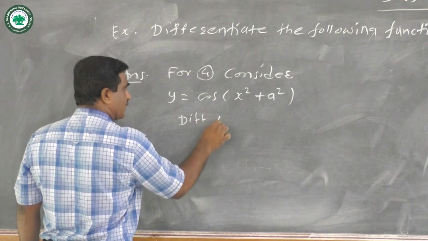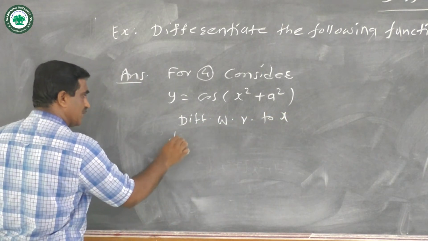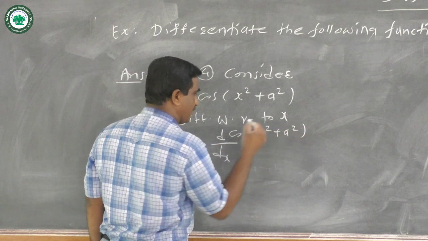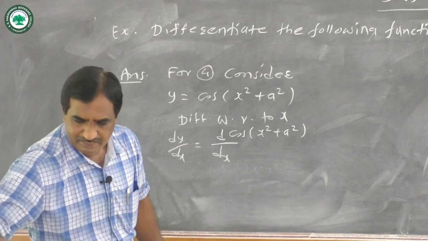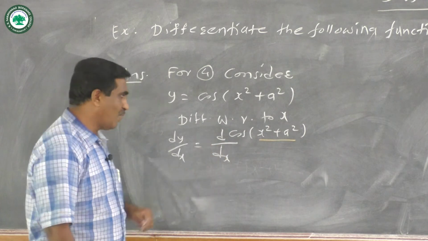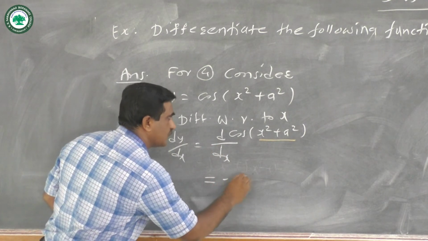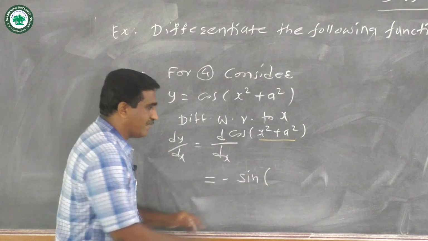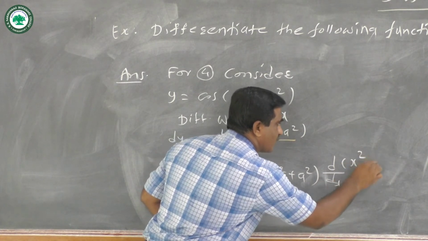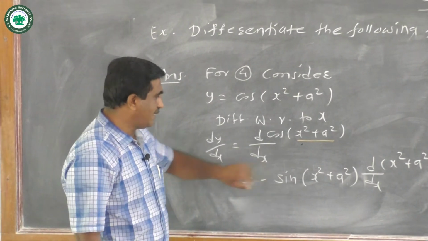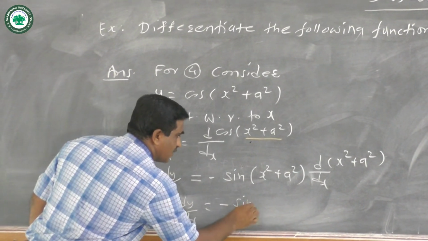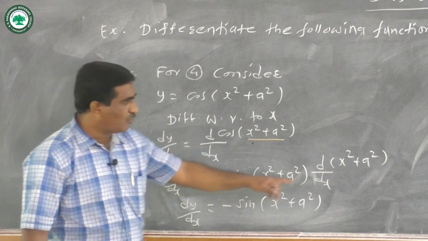Differentiate this again with respect to x. The derivative of y is dy by dx equal to, here write down d by dx of cos of x square plus a square. Now here also, suppose this term x square plus a square as x, then we get the function cos x. The derivative of cos x is minus sin x. Write down here, minus sin of, instead of x we can write this underlined term x square plus a square, into the derivative of the underlined term, d by dx of x square plus a square. That is, dy by dx is equal to minus sin of x square plus a square into the derivative of this term.